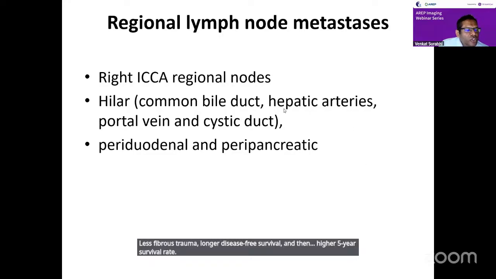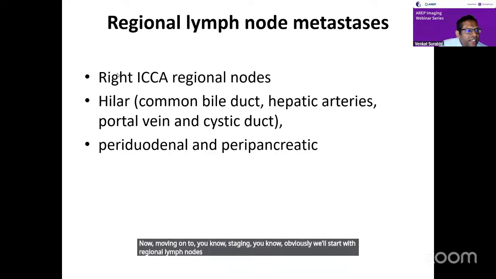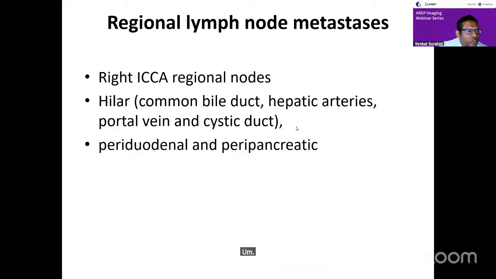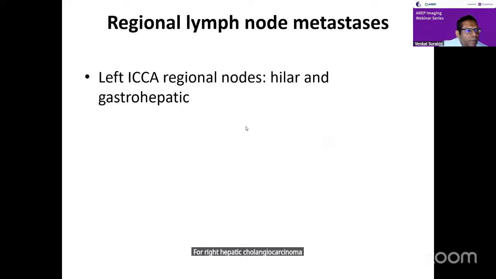Now, moving on to staging. Obviously, we'll start with regional lymph nodes. For right intrahepatic cholangiocarcinoma, the regional lymph nodes are hilar, any nodes adjacent to the hepatic arteries, portal vein, and cystic duct. Periduodenal and peripancreatic lymph nodes are also considered regional for right hepatic cholangiocarcinoma. And for left hepatic cholangiocarcinoma, hilar and gastrohepatic nodes are considered regional lymph nodes.